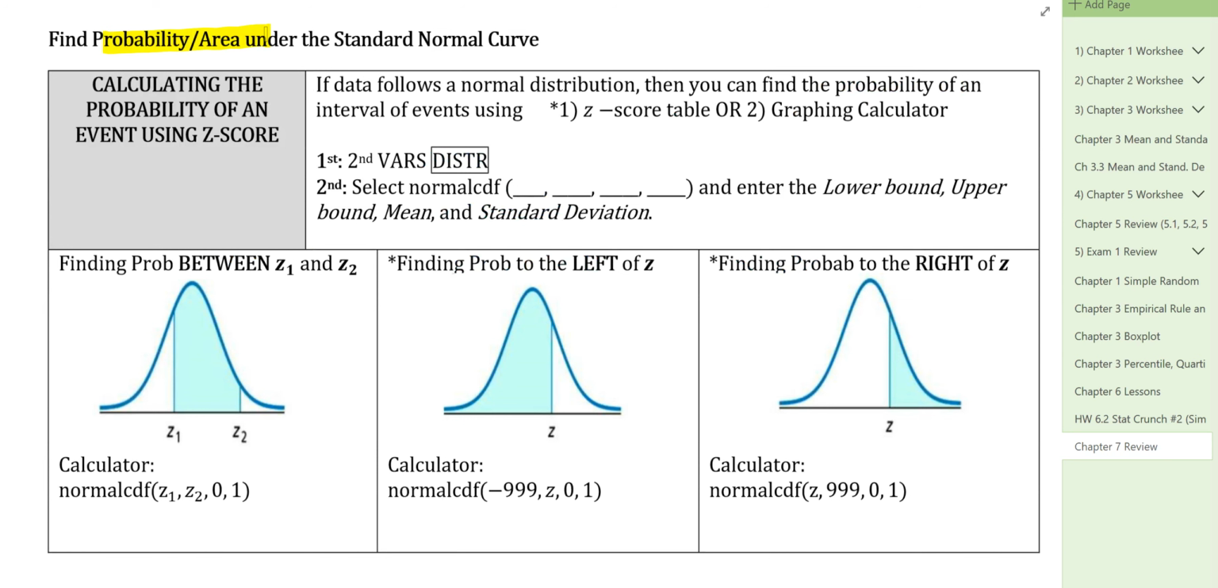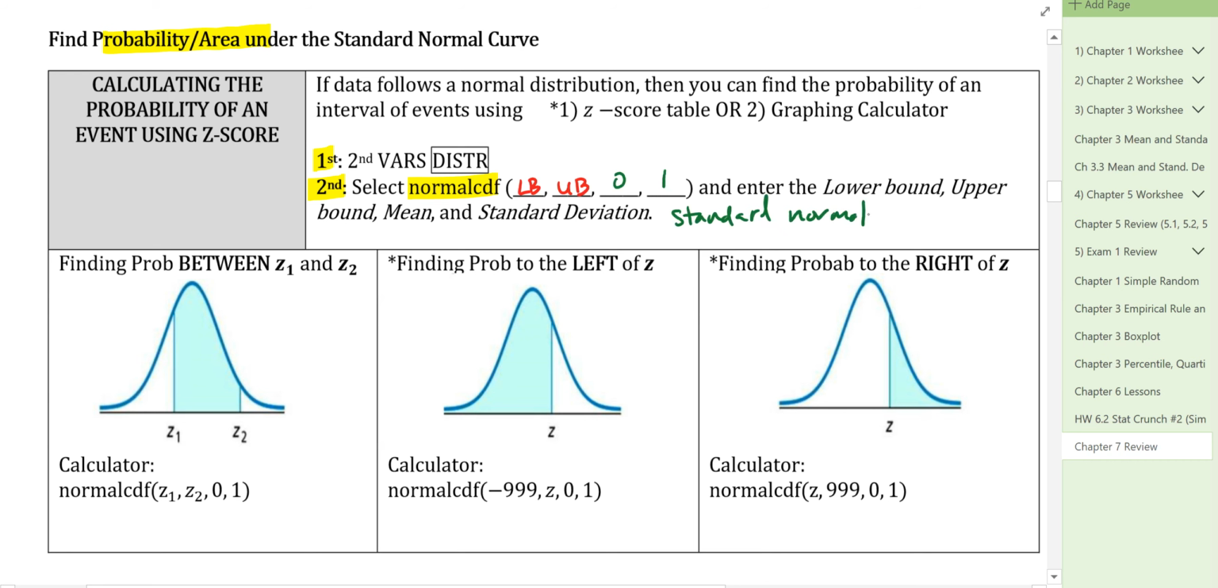To use your calculator, the first thing is to go to second, vars, and look for distribution. That's step 1. Step 2, enter normal CDF. When you enter it, you put in the lower bound, upper bound, mean, and standard deviation. For standard normal, the mean and standard deviation are always 0, 1.